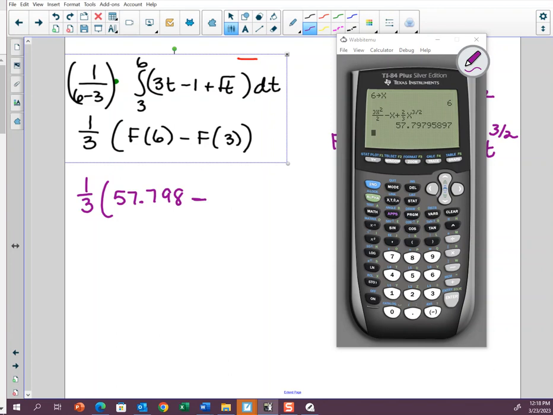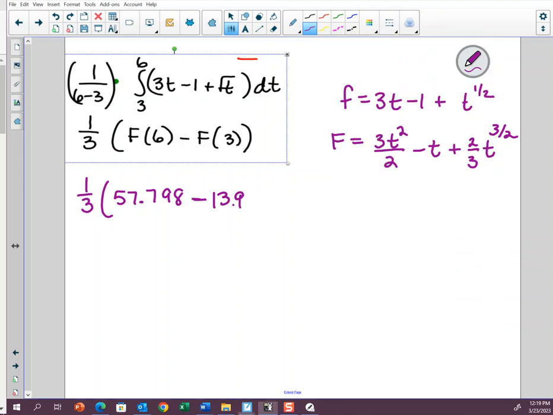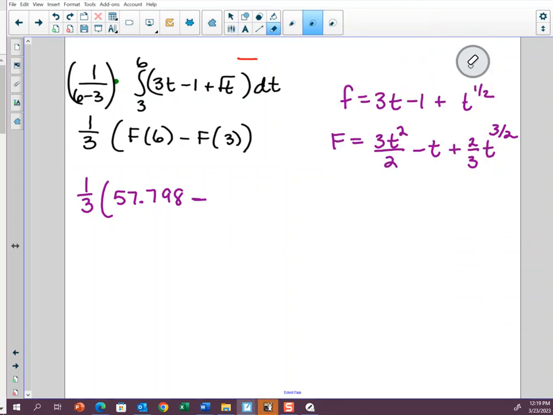So 1/3, 57.798 minus. Now the nice thing about this is if I just do a new store, 3, negative 3 stored for x, and then do a second enter, a couple times till I get back to the expression, it will redo the calculation with the 3 in there.